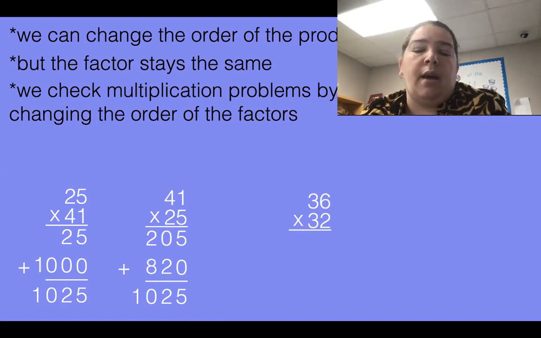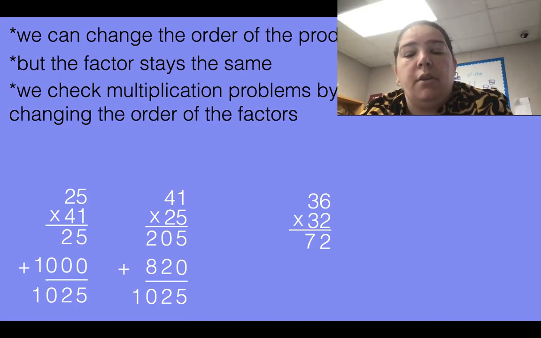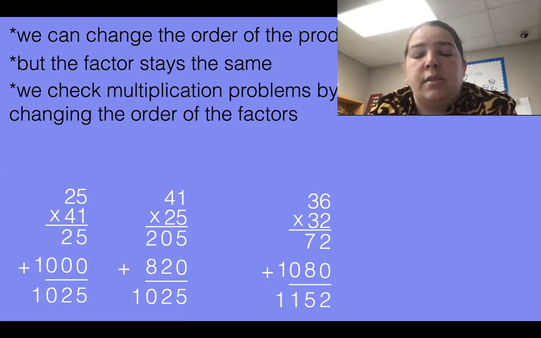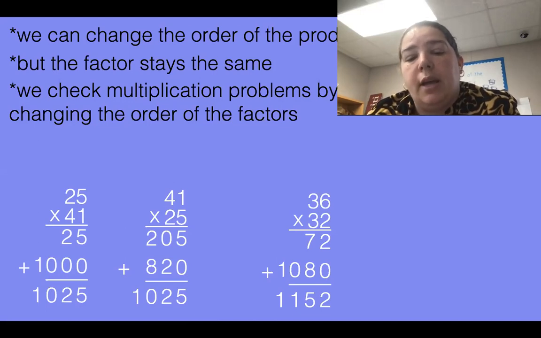Let's try one together. 36 times 32. 6 times 2 is 12. Carry the 1, and 2 times 3 is 6, plus 1 is 7. 3 times 6 is 18. Don't forget to put your 0 to hold your space. Carry your 1, and 3 times 3 is 9, plus 1 is 10. Add your partial products, and you should get 1,152. Again, the way to check it is to flip those two numbers.